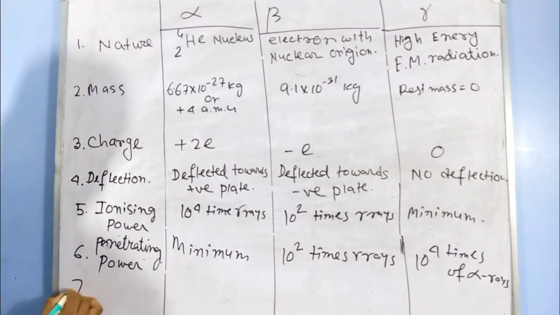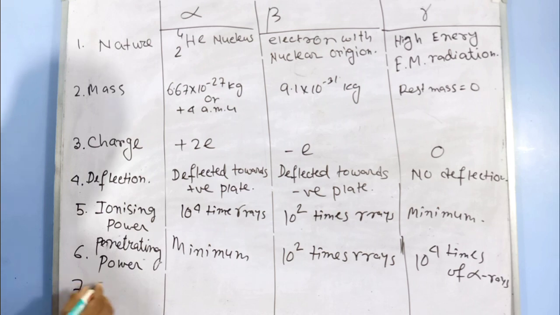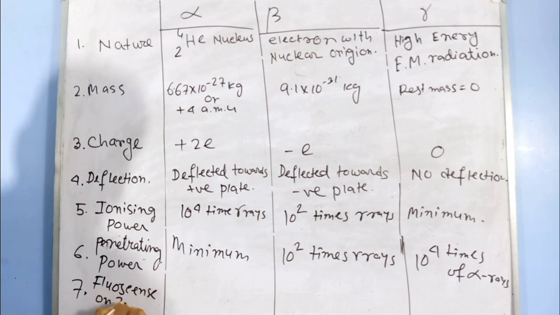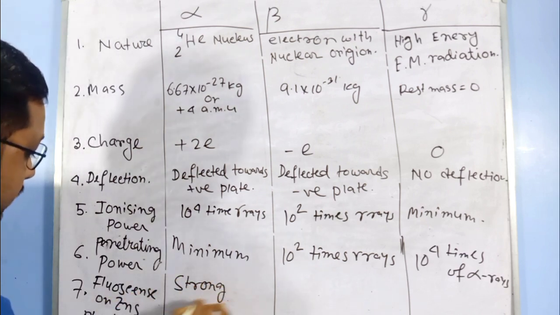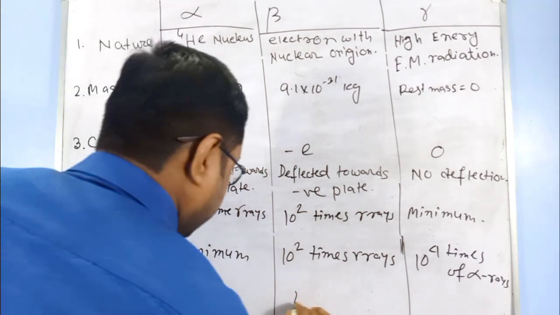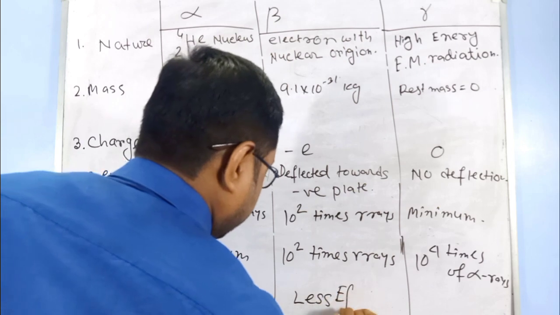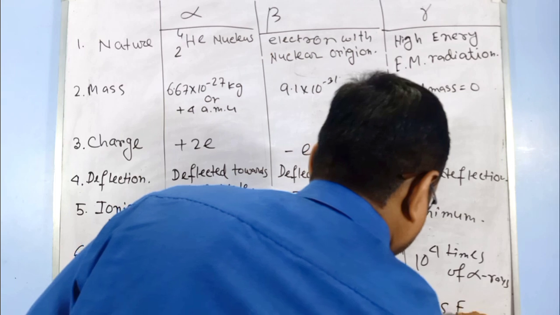Number 7 is fluorescence on ZnS phosphor or photographic plate. Alpha has a strong effect on photographic plate or ZnS, but beta has less effect, and gamma also has less effect.